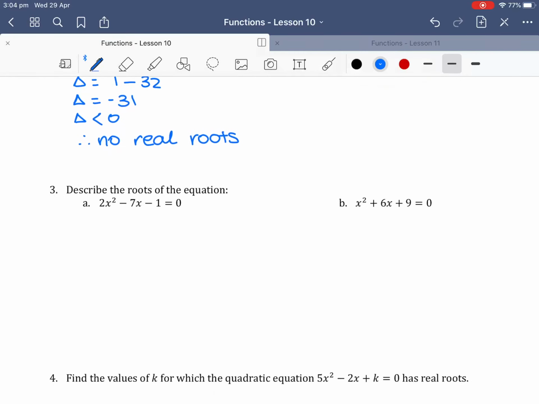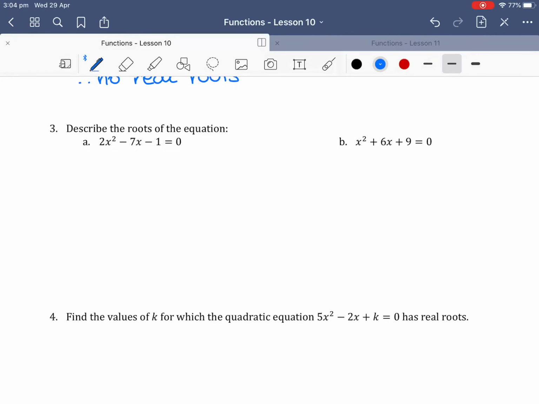Moving on to example 3. We want to describe the roots of the equation 2x squared minus 7x minus 1 equals 0. So again, off to the side, we write what our a equals. So our a equals 2, our b equals negative 7, and our c equals negative 1. And we substitute these into our discriminant, which equals b squared minus 4ac.